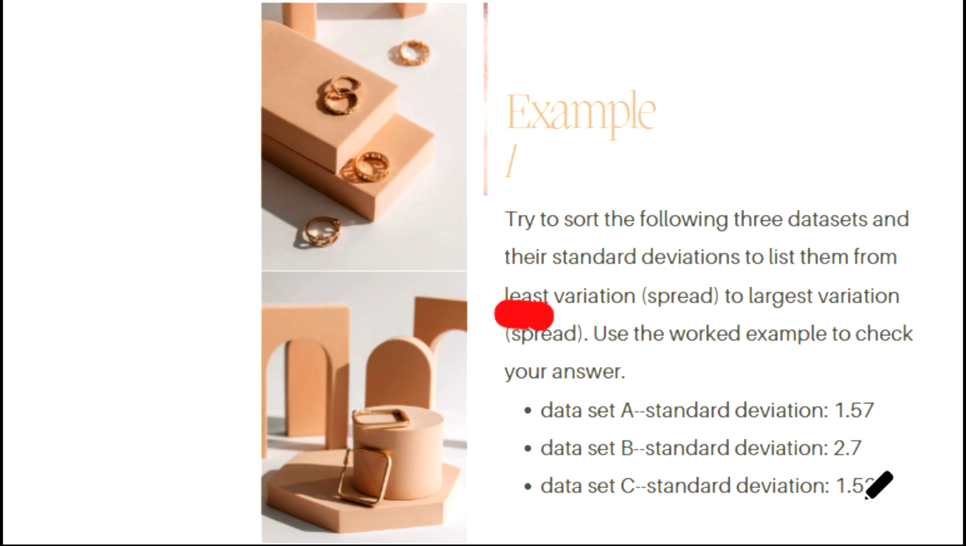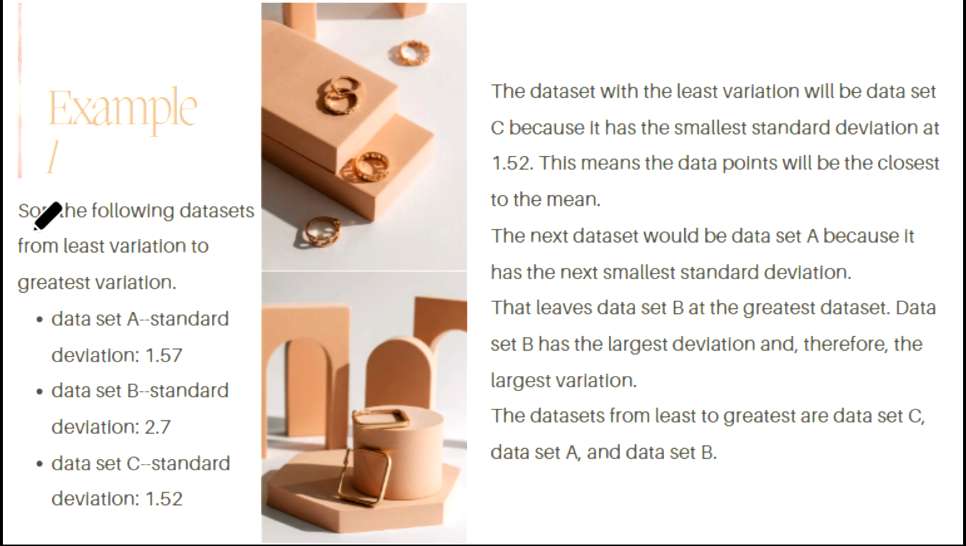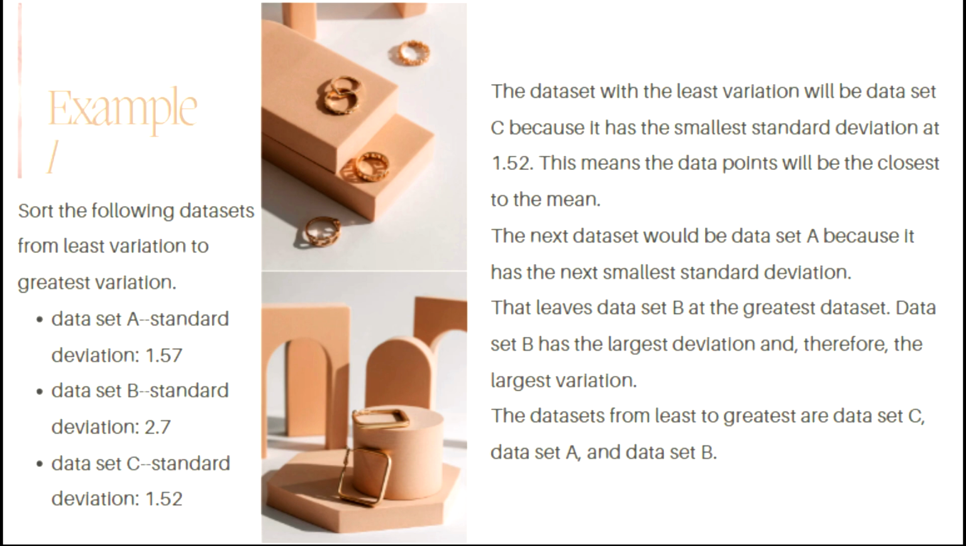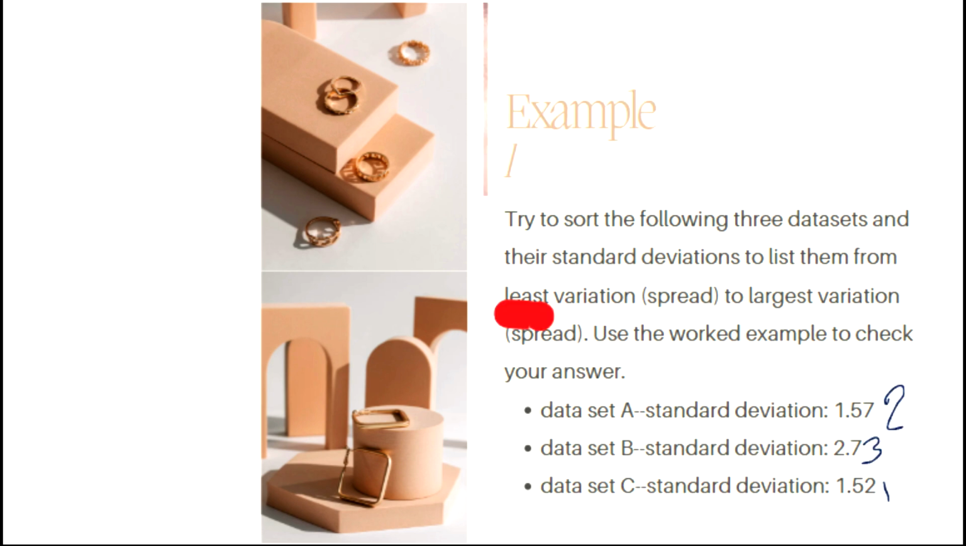Here's the secret. You just want the smallest number, so here's number 1, number 2, number 3. It's that easy. This shows the most spread, the most variability. This is the least variability, okay? This goes into, it makes this a lot more complicated than it has to be. So the least variation is C, the next one would be A, and the last one would be B, okay?